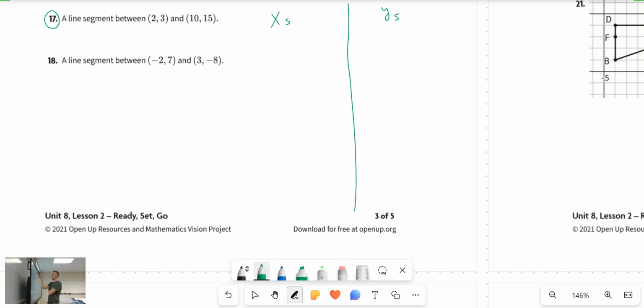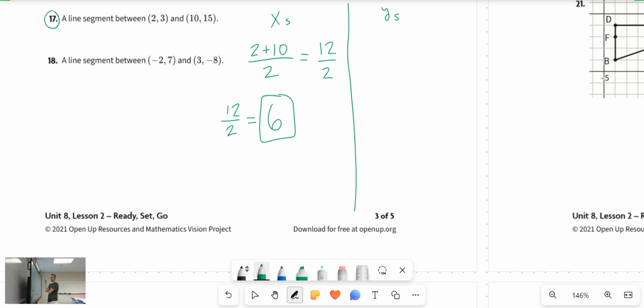And so if our x's now are 2 and 10, we're going to do 2 plus 10 divided by 2, right? 2 plus 10 is 12, so 12 divided by 2 equals 6. So our x midpoint is 6.